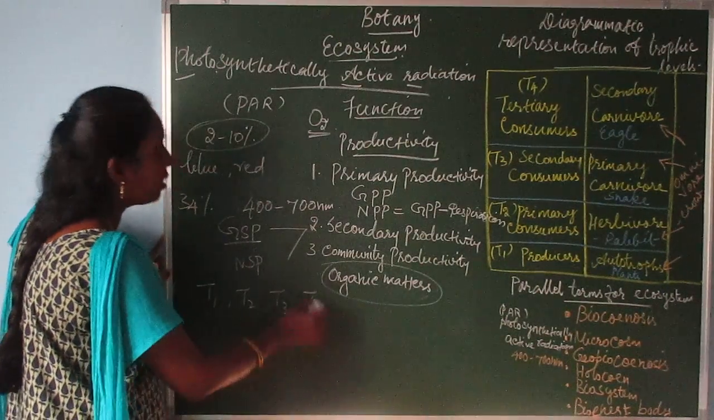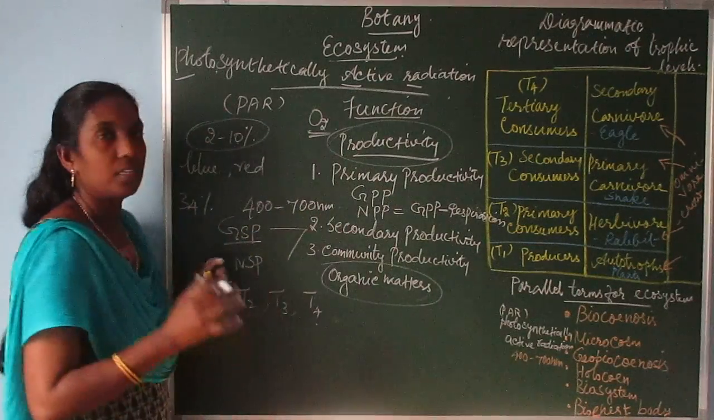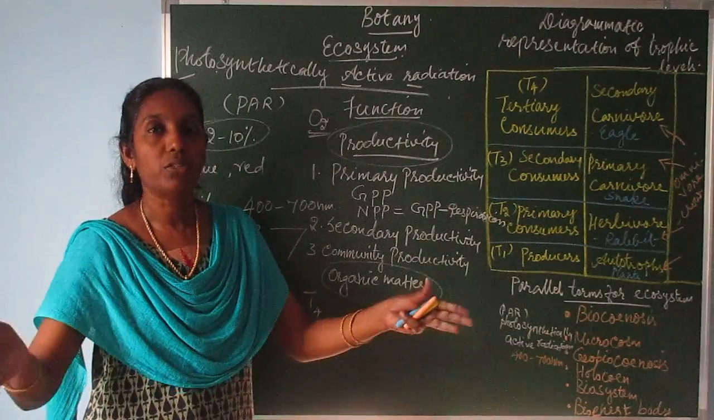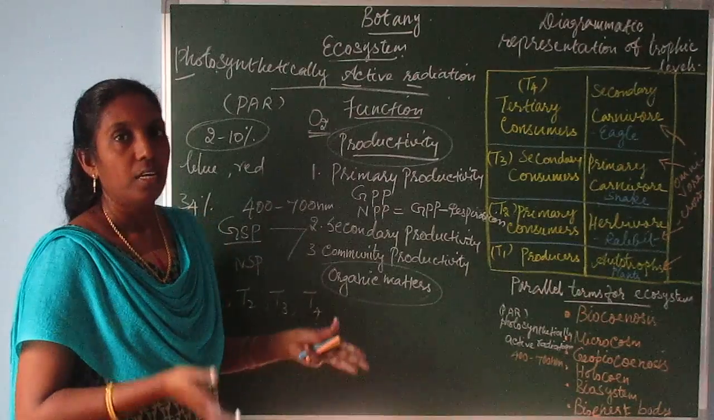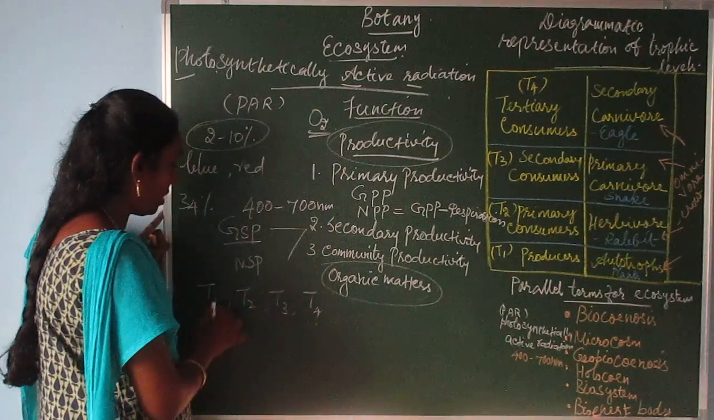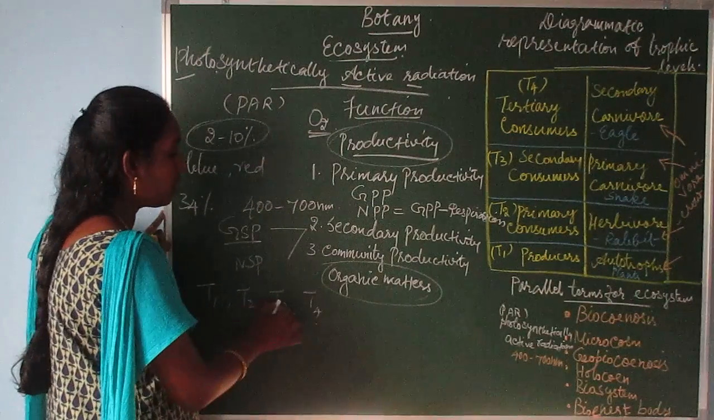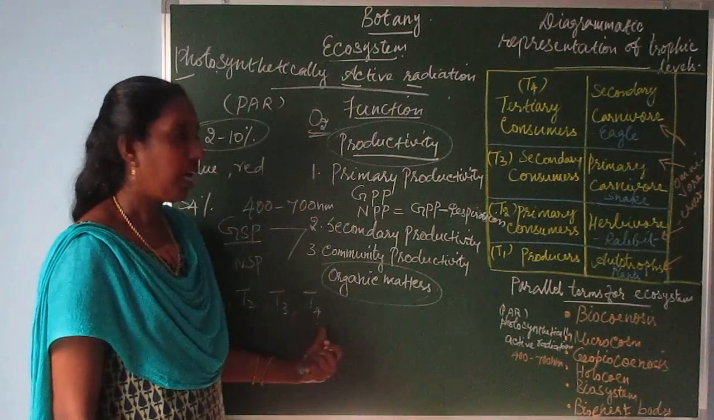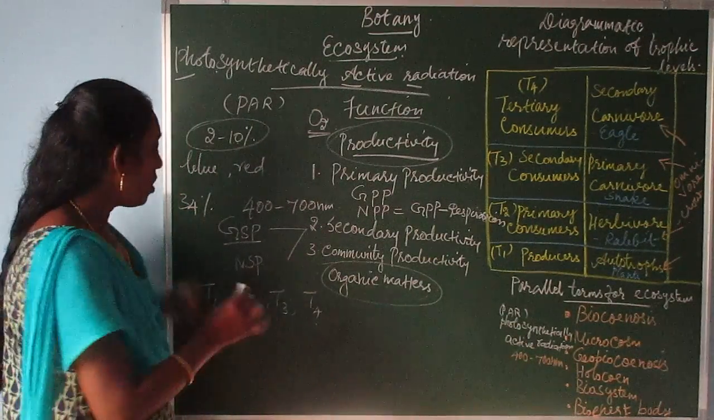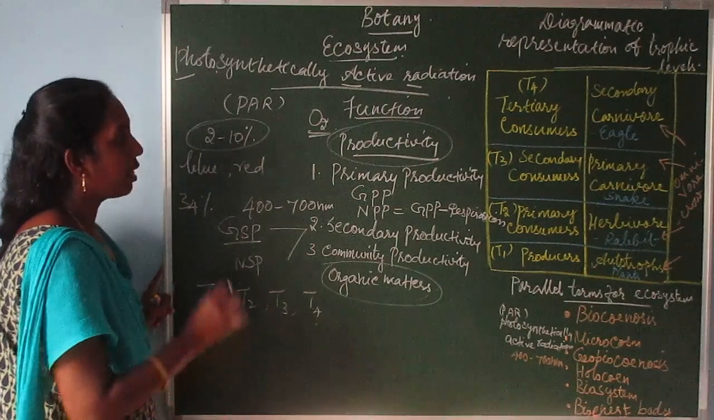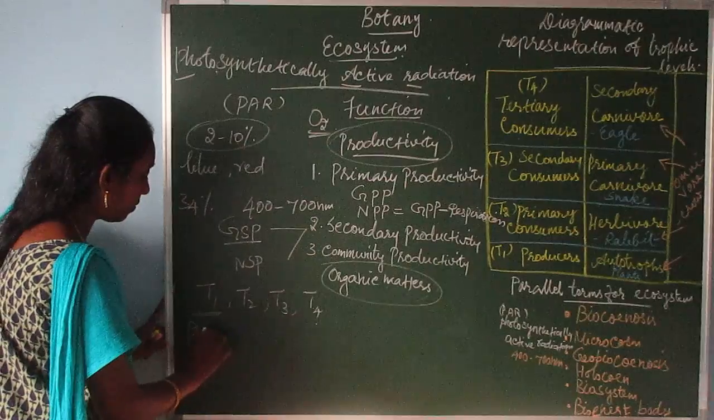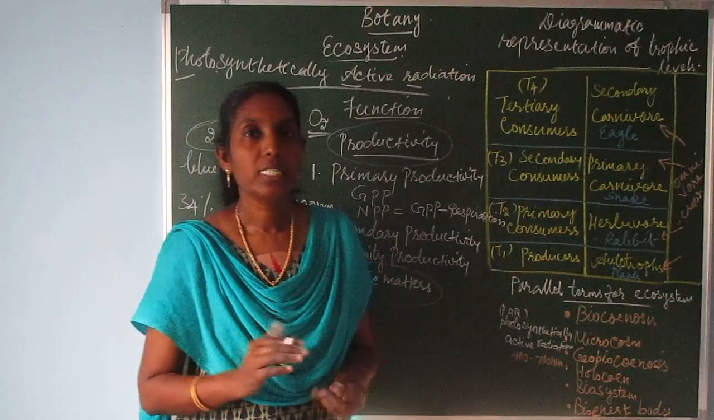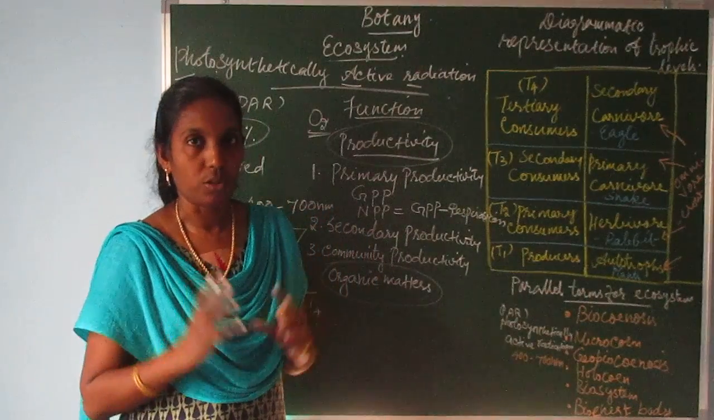From this productivity, the total amount of energy in the ecosystem can be passed through different levels of the ecosystem. They are known as different trophic levels, named T1, T2, T3, T4. Here T1, trophic level 1, is the producers. What are the producers? The green plants are the example of producers, autotrophs.